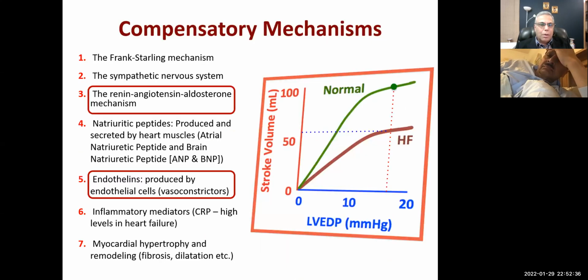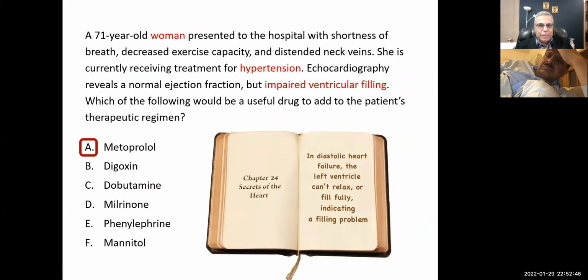So that is all. And next, we will not do today, we'll go tomorrow. Endothelins, which cause vasoconstriction, we will see how we deal with that, all right?